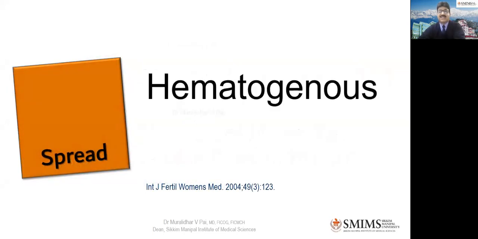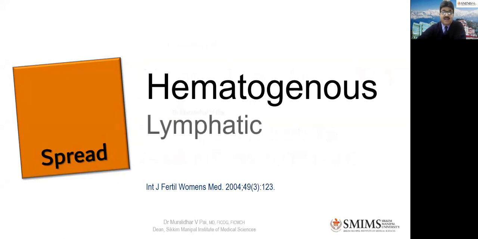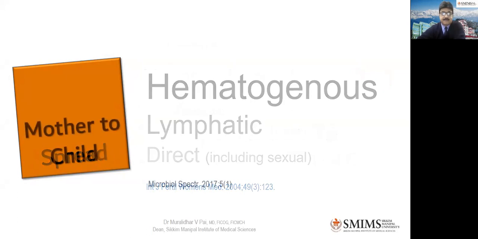Spread, just now I said it is hematogenous. It can be lymphatic as well, because I told you the second most common site of tuberculosis is lymph nodes. It can be lymphatic spread as well. There can be a direct spread, including sexually transmitted. So that's how tuberculosis comes to genital tract.